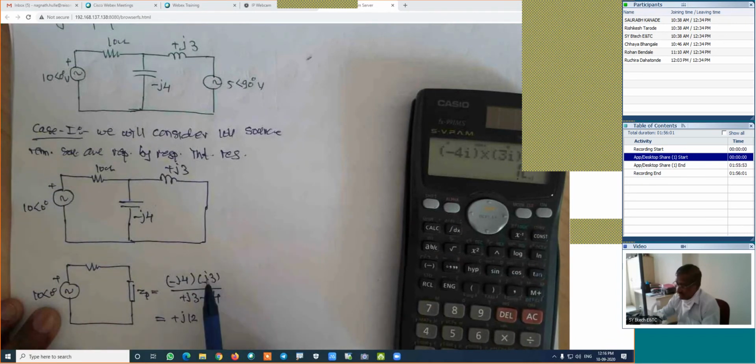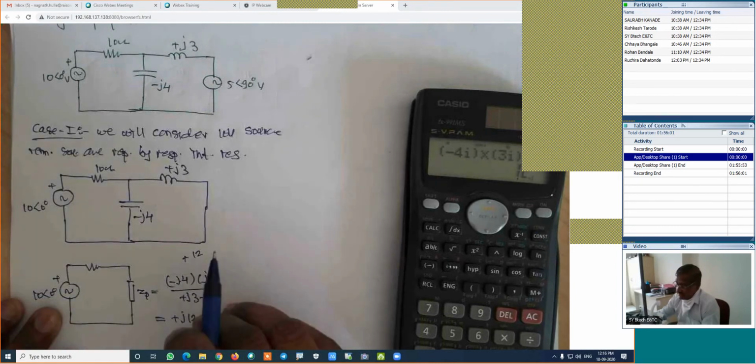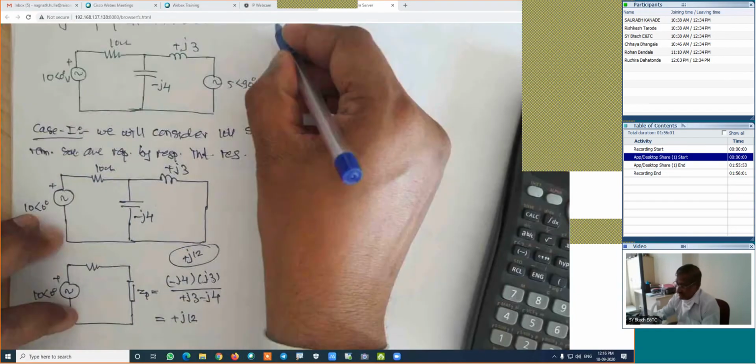j into j, which is j square, is minus 1. This minus into this minus will be plus. And 4 into 3, 4 threes are 12. This is j3 minus j4, which will be minus j1, and if we shift the j to the numerator, its polarity will change. It will become j12, which is the same as this. Otherwise, the better way is to use the calculator.